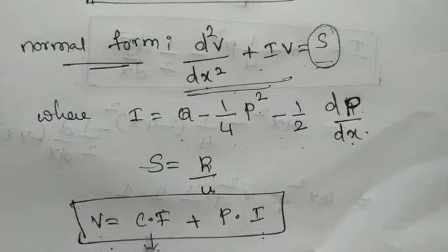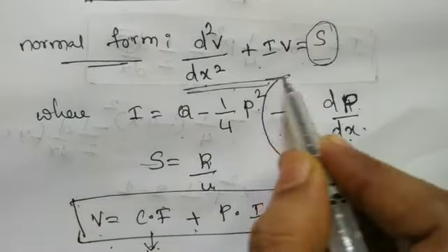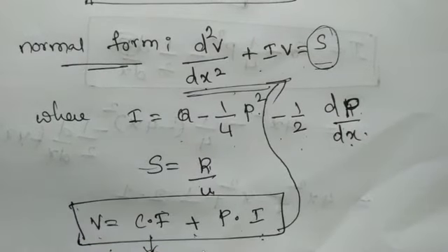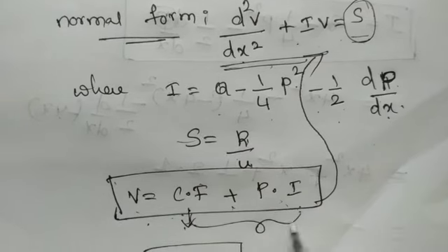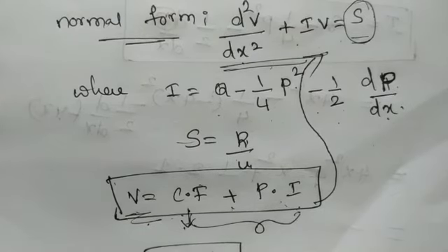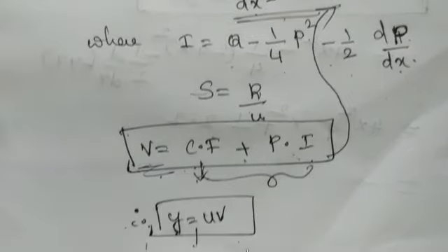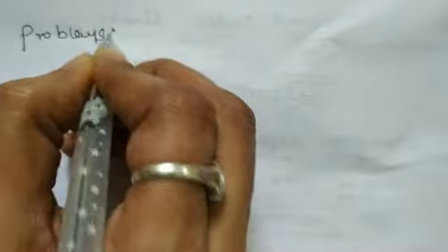Therefore v equal to the complementary function plus the particular integral of this normal form equation. Combining these two, the complementary and particular integral, we get the v value. So our final general solution is y equal to uv. Let me explain the problems on normal form. So here I am taking problems.